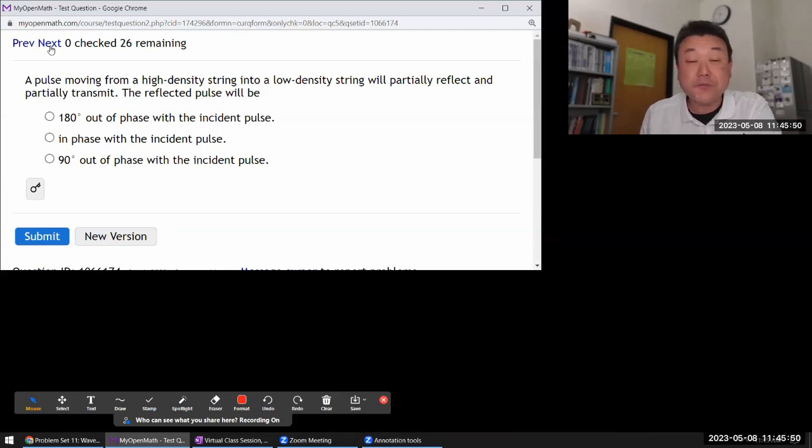A pulse moving from a high density string into a low density string will partially reflect. I don't think in this class we cover that so much in detail, because I feel like we do that in physics 4C with optics. So, yes, it partially transmits. For the reflected pulse, there's a rule that you have to remember from the textbook, and I will give you the answer. The answer here is in phase with the incident pulse.